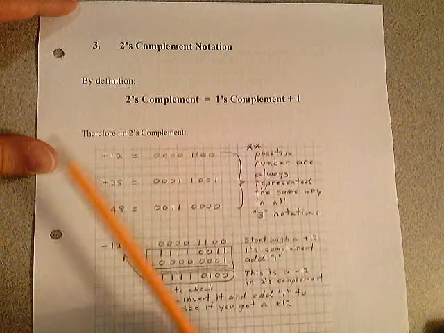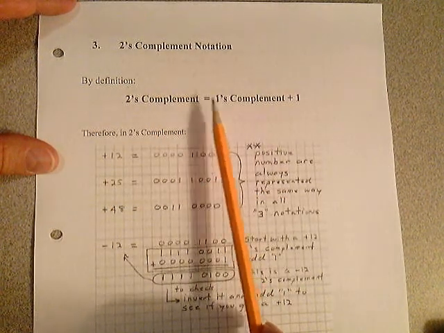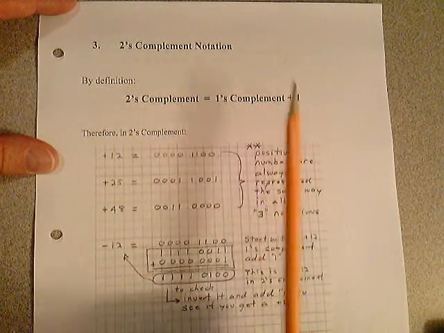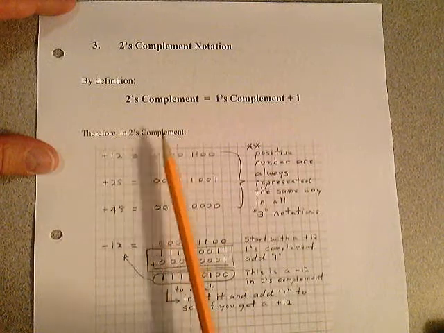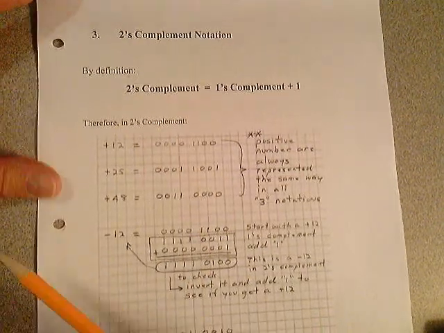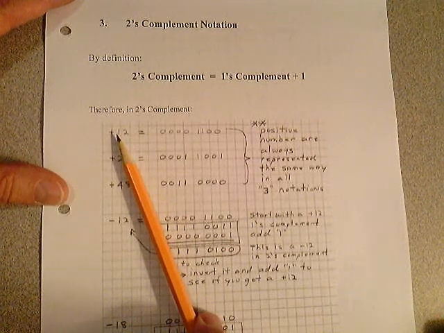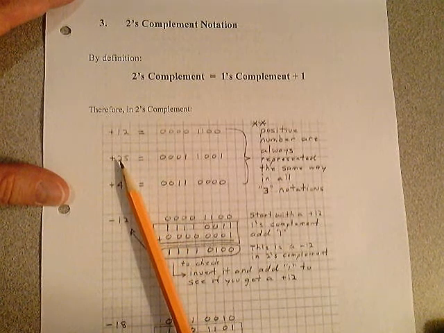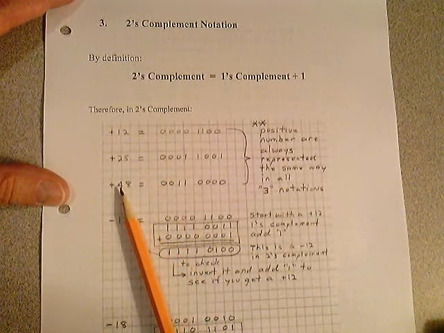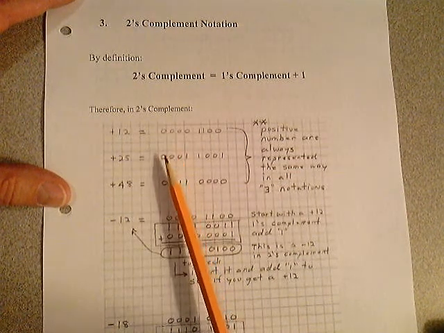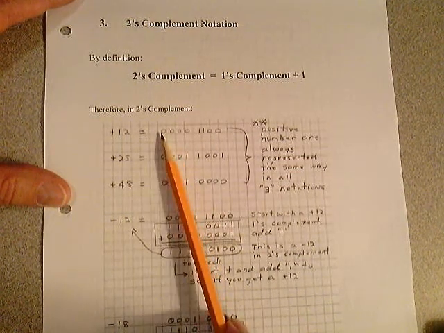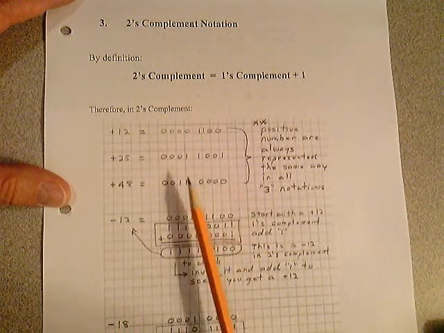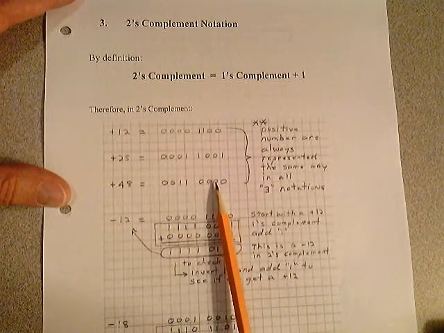By definition, the 2's complement of a number is equal to the 1's complement plus 1. In other words, you invert the number and you add 1 to it. Therefore, in 2's complement, let's take a look here. Here we have a plus 12. Here we have a plus 25. Here we have a plus 48. Notice that all three are positive numbers. Here's our positive 12. Here's our positive 25, 16, and 9. Here's our positive 48, 32, and 16.